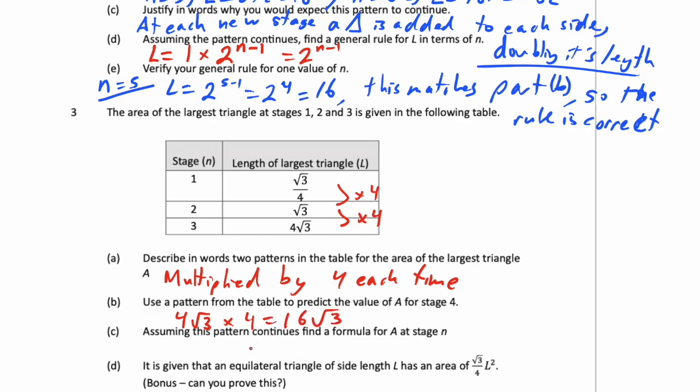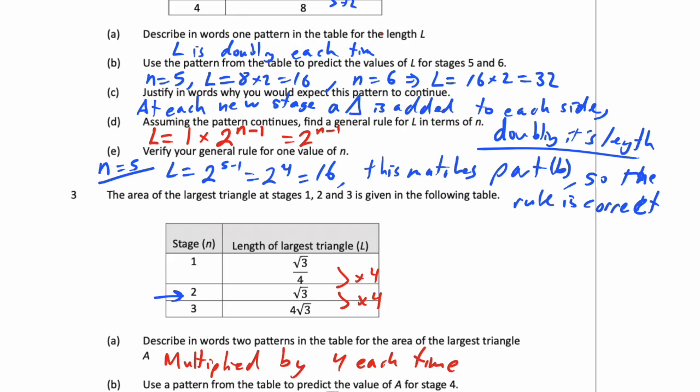Assuming this continues, write a formula. The area equals, we're multiplying by 4 a bunch of times. Let's do root 3 over 4 times 4 to the power of n. Okay, so let's see. So if you look at stage 2, by the time you get to stage 2, you've only multiplied by 4 once. So it does have to be n minus 1.